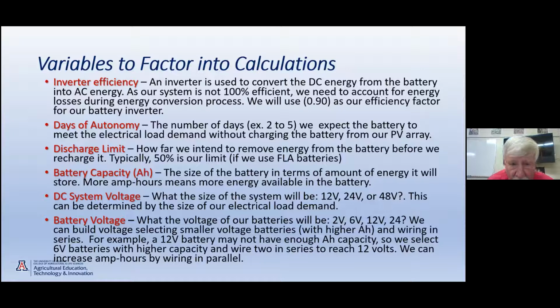Discharge limit: how far are we going to take energy from our battery before we recharge it? So 50% may be our limit, and that's if we use flooded lead acid batteries. Battery capacity in amp hours is the size of the battery in terms of the amount of energy it will store. More amp hours means more energy available in the battery. So the higher the amp hours, the better.